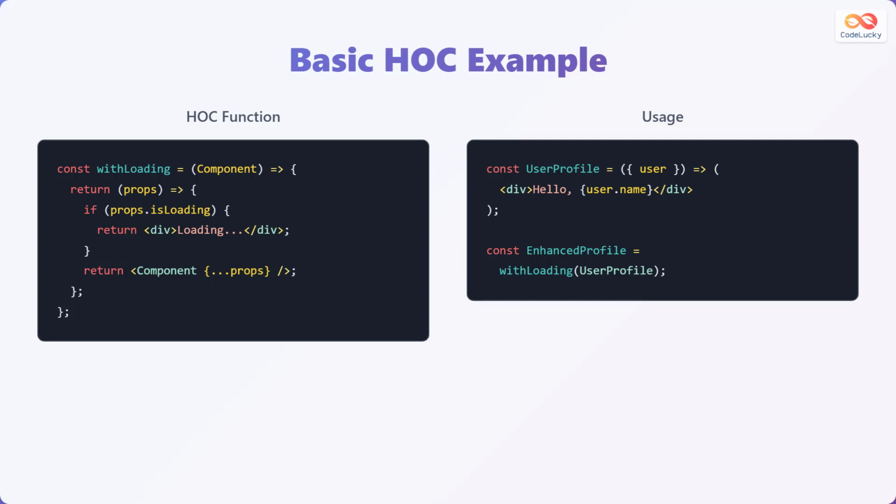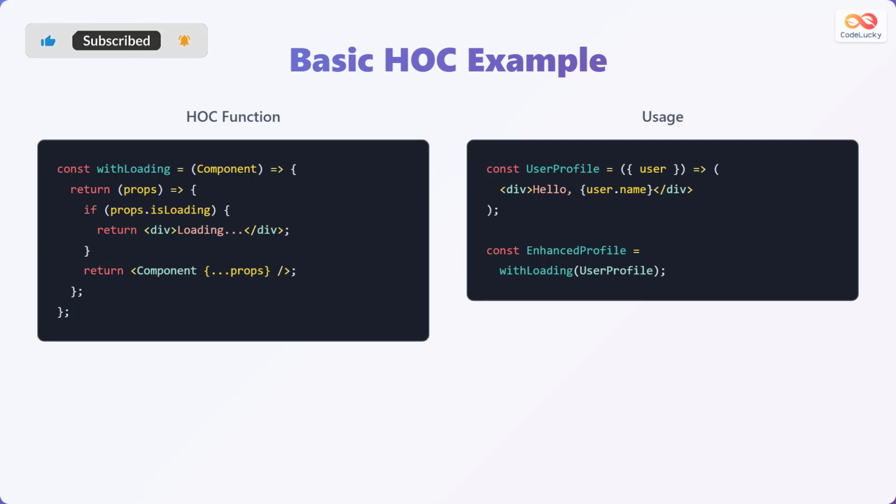Let's look at a basic example of a higher-order component in action. On the left, we have the withLoading HOC. It takes a component as input and returns a new component. This new component checks if the isLoading prop is true. If it is, it renders a loading message. Otherwise, it renders the original component with all its props.